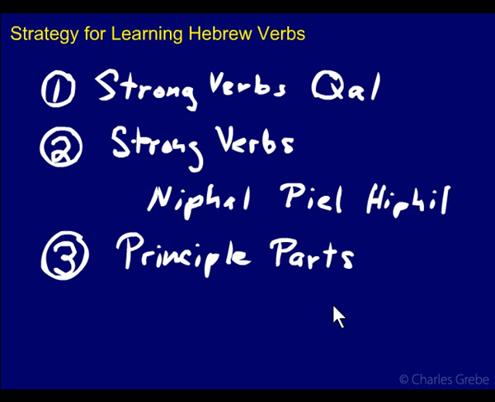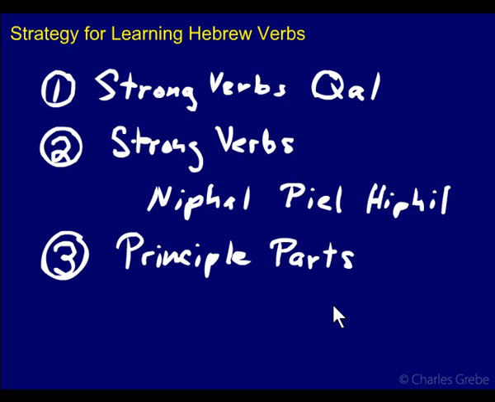Now the principal parts are the first verb in each set of paradigms. So for the perfect, you would just learn the perfect 3ms. Pakad for the strong, for instance. And then the imperfect 3ms. And then one verb, the first one in your list for each set. So preterite, you would learn the preterite 3ms, jussive 3ms, cohortative, the 1cs form as opposed to the 1cp form.